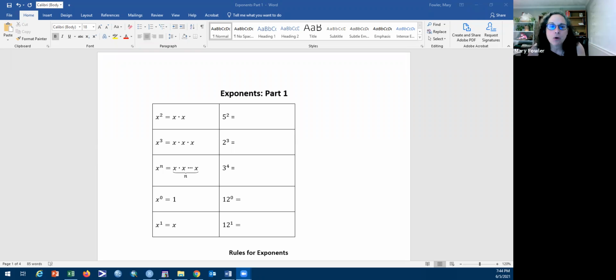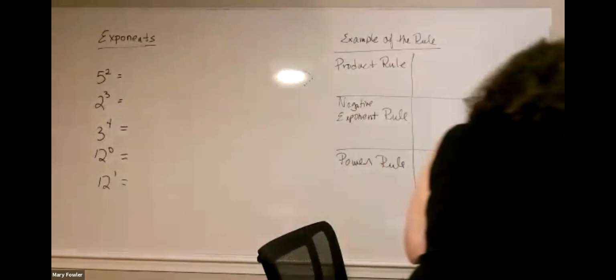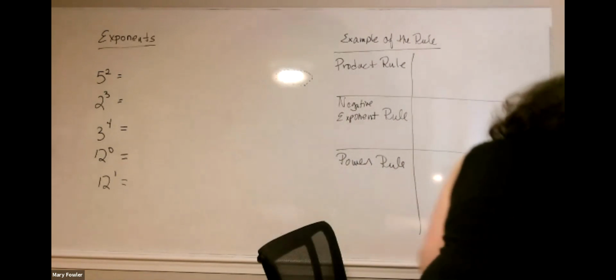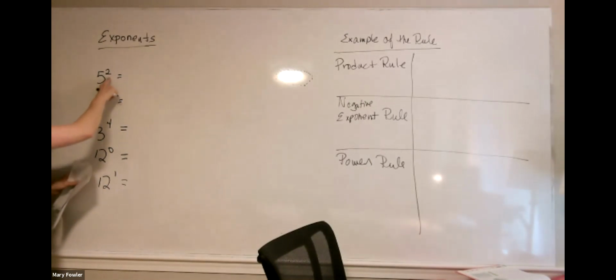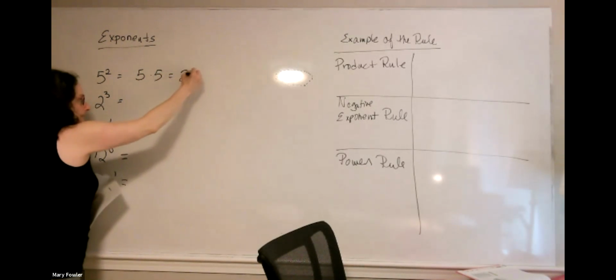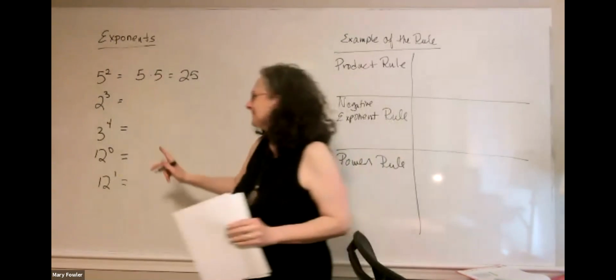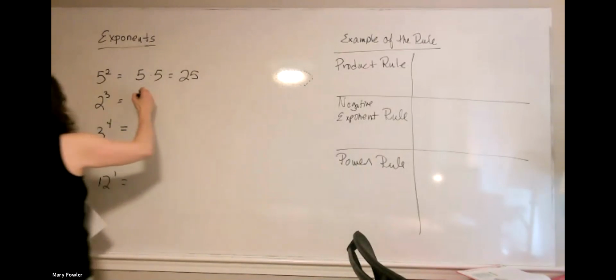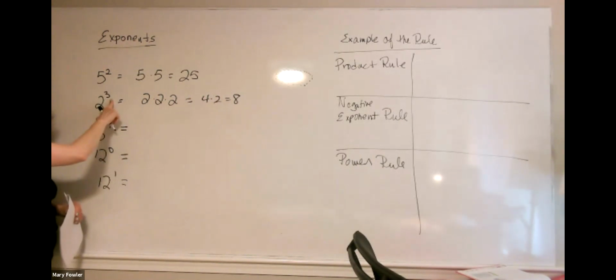Okay, so we're going to take this over to the whiteboard and work on some of these other problems from the worksheet. 5 raised to the power 2, 5 squared, means 5, that base, that many times. 5 times 5 is 25. 2 to the power 3 is 2 times 2 times 2, which is 4 times 2, or 8. So 2 cubed is 8.